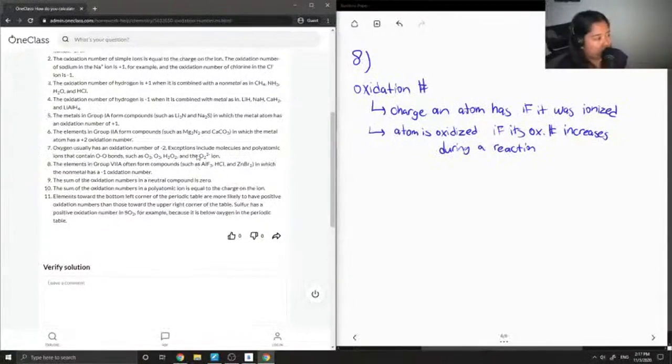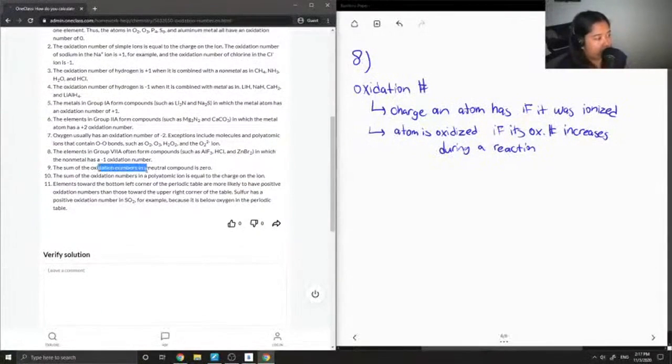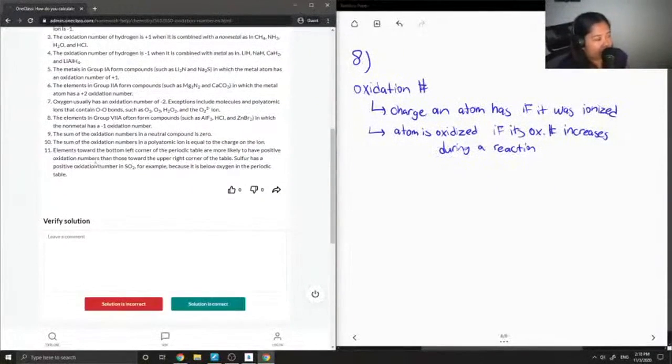What's also helpful to know is that oxidation numbers in a neutral compound should add up to 0. The sum of the oxidation numbers in a polyatomic ion is equal to the charge on the ion. And also, elements towards the bottom left of the periodic table are more likely to have a positive oxidation number than those towards the upper right.